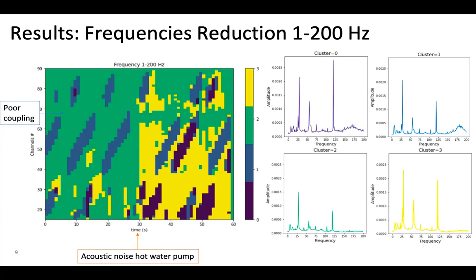On the right-hand side, we have the 4 average spectrograms for each cluster, with each one showing different behaviors. However, there are some consistent observations of high peaks at around 25, 50, and 125 Hz in all 4 spectrograms. This is because the laboratory setting is equipped with various electronics which produce alternating current, AC frequencies, which are being picked up by the DAS data.